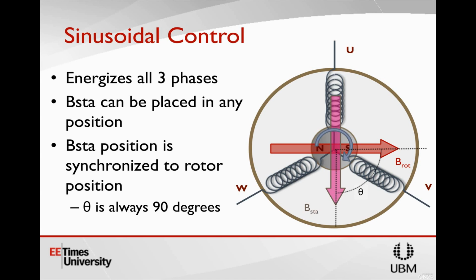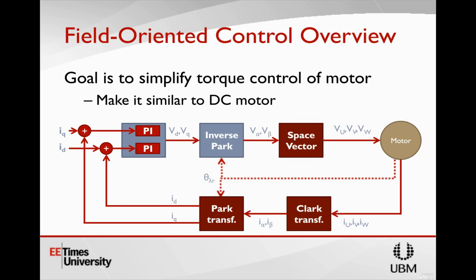So to give a brief overview and description of field-oriented control, its entire goal is to simplify the torque control of the motor and to make it very similar to controlling a DC motor. So the first thing we're going to do is measure the currents flowing through the motor. That's this line labeled IU, IV, IW, going into the Clark transform. That's the measured currents that are flowing through the motor right now. Then we're going to compare those measured currents against the desired current. So we have the IQ and the ID going into summing junctions with the feedback currents.